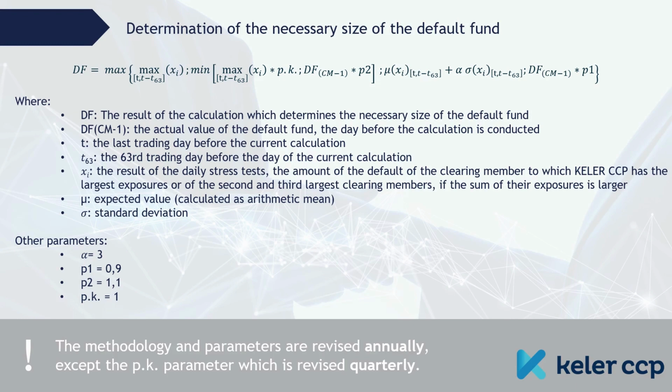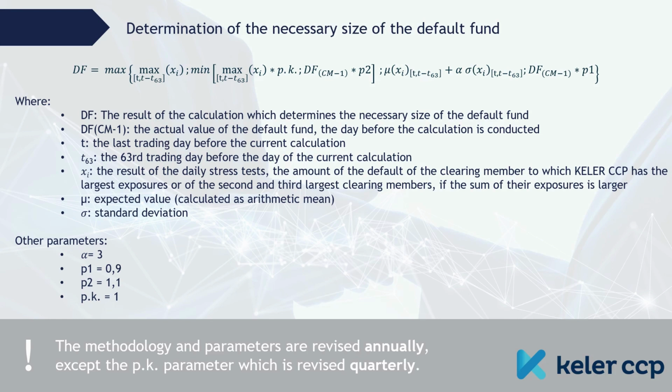The first component is the maximum of the mentioned XY values for 63 days. The second component is the minimum of two other components. The first is the maximum of the XY values for 63 days multiplied with the procyclical correction parameter. And the other component is the previous month's default fund multiplied with another parameter, P2, which is 1.1. So the minimum of these two components is the second component of the sizing methodology.